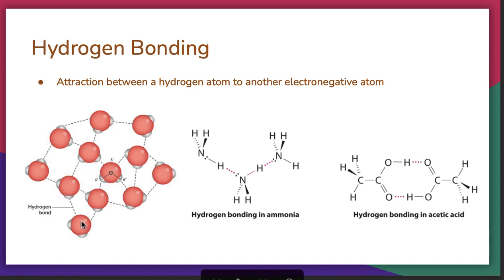Again, the red is the oxygens and the little white is the hydrogen, as you can see in this little diagram. There's a partial negative charge towards the top, towards the oxygen, and a partial positive towards the bottom, where the hydrogens are. And you can see how the hydrogens of the other molecules are attracted to the oxygen, and the oxygens are attracted to the hydrogens of it.